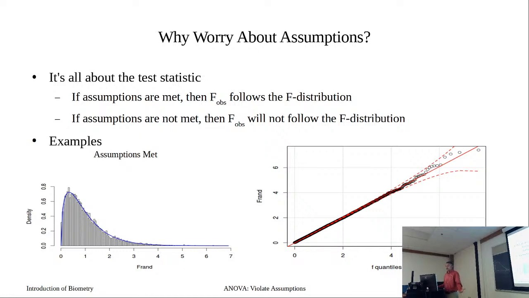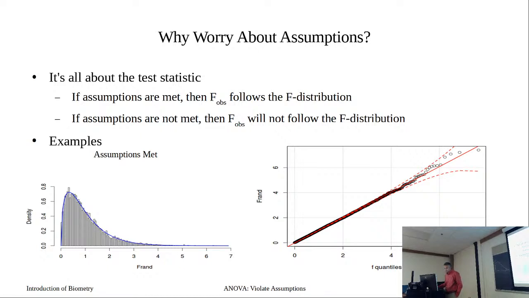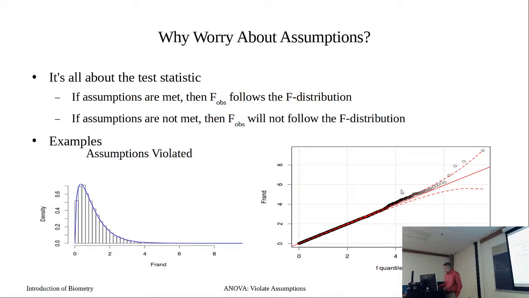But if we're not, then our F observed won't follow this F distribution anymore. So now I've generated data that no longer meets our assumptions. And while the histogram looks like it might do fairly well with the F distribution, the QQ plot reveals that we're no longer following this distribution. And that's right here. All of those points fell outside of our confidence envelope. If this happens, and we no longer follow that F distribution, then our p-value is going to be incorrect.